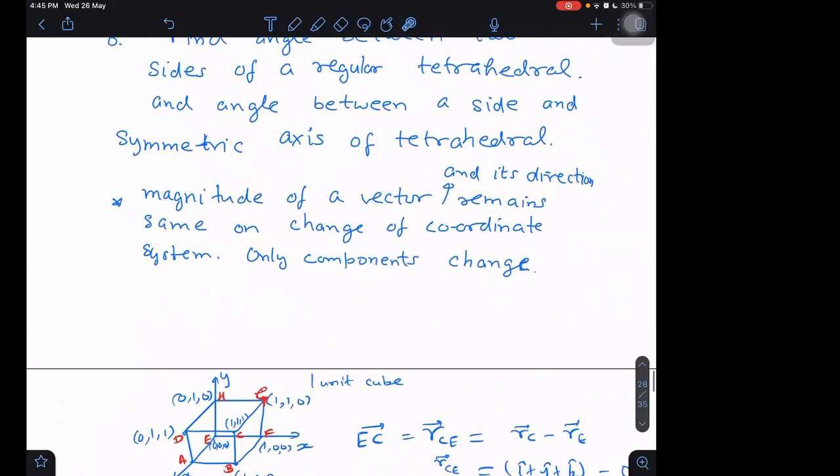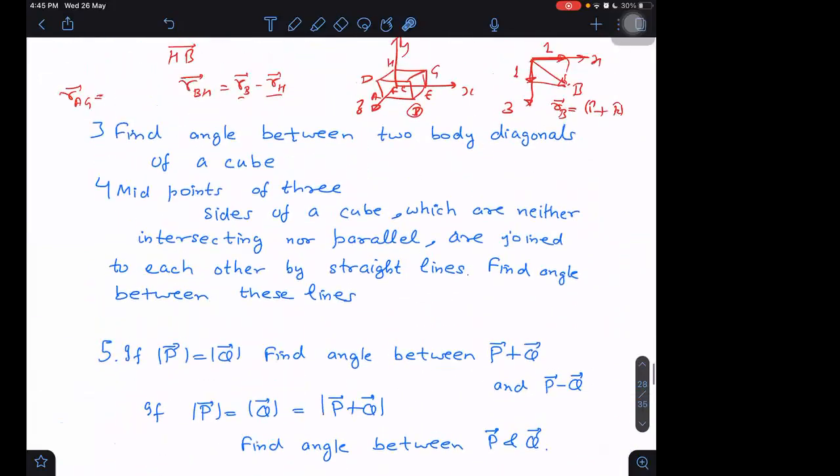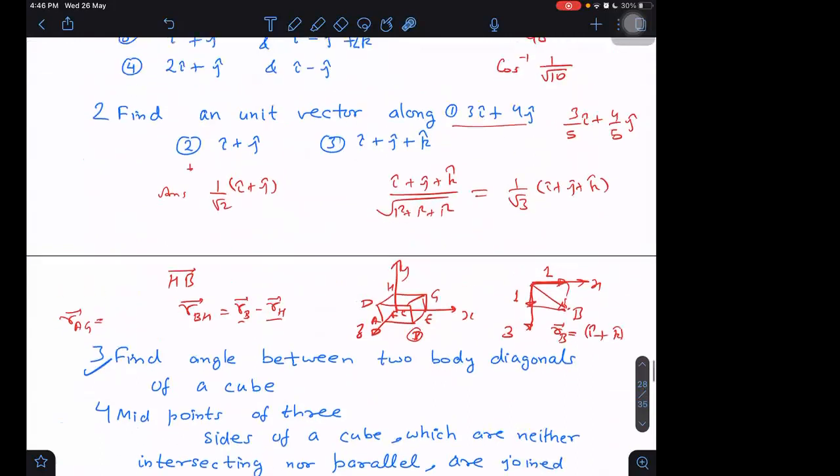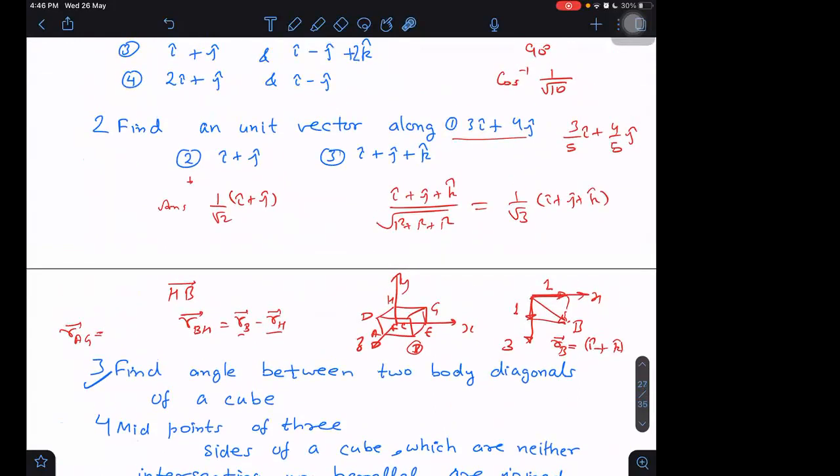So which one have we done now? Question number 3 done. What about question number 4? Sir, once show question number 2, sir. Question number 2 I explained just before this only, but it's not understood.